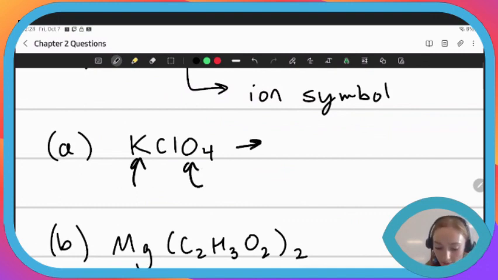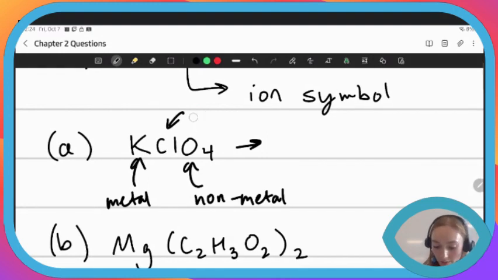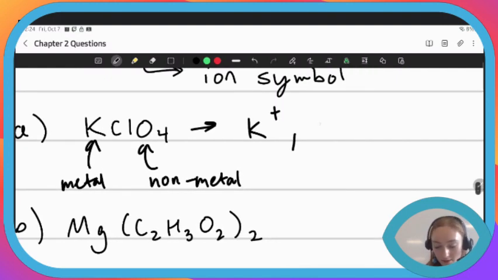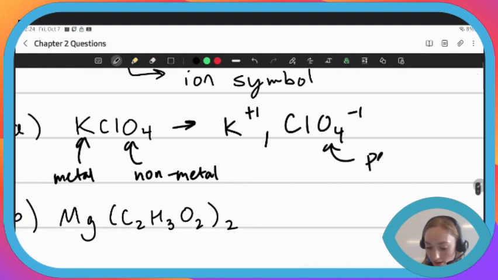So we know this is a metal, and this is a nonmetal. All of these are nonmetals, the chlorine and oxygen. Because of that, this is going to be an ionic bond because it's a metal and a nonmetal. Since potassium has a +1 charge, it has a plus here, and perchlorate has a -1 charge. And so those are what the ions look like. And just to cover that again, perchlorate, and this is potassium.